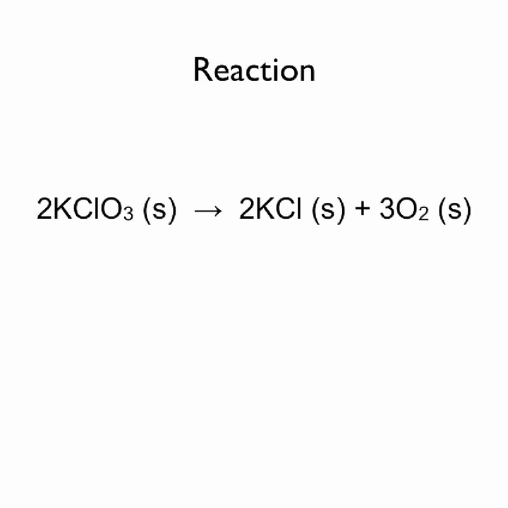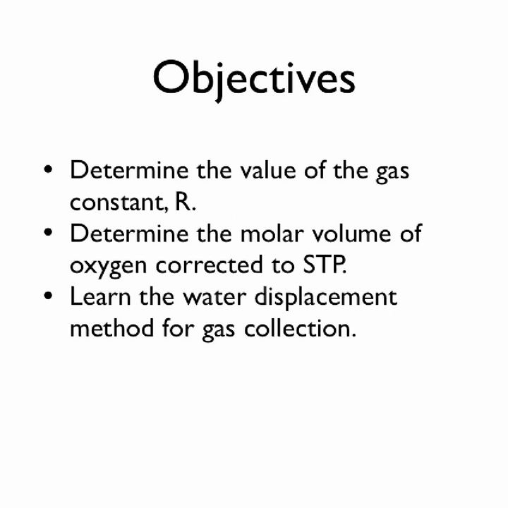Therefore, the difference in weight between the potassium chlorate and the resulting potassium chloride must all be due to the loss of oxygen. So by weighing the unknown before and then after heating, you will be able to determine the weight of oxygen produced. The objectives of this laboratory are to determine the value of the gas constant R, to determine the molar volume of oxygen collected at standard temperature and pressure, and learn the water displacement method for gas collection. For some safety precautions for the lab, avoid skin contact with all chemicals, and also be careful that the ring stand and its components will be hot.